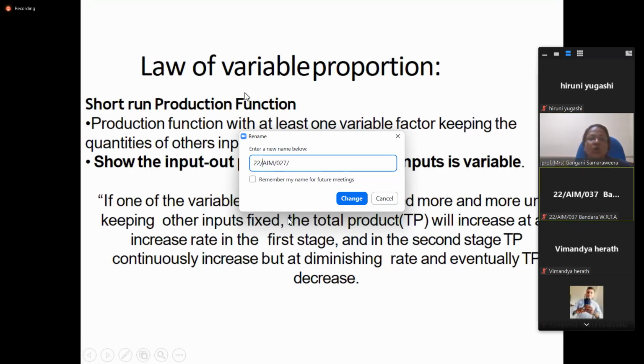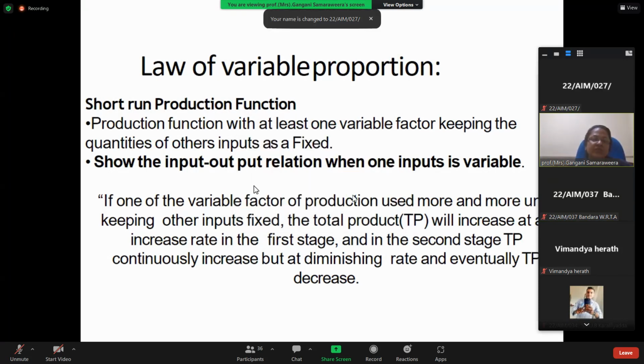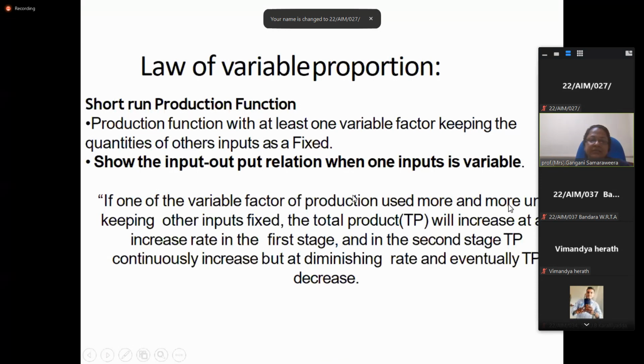Okay, so law of variable proportion says when one variable is changing, I mean using more and more units while keeping other inputs fixed. You know, for the production process, if we take the production process, we use many variables. But just remember, we are changing only one while keeping others constant. Then the total product will increase.